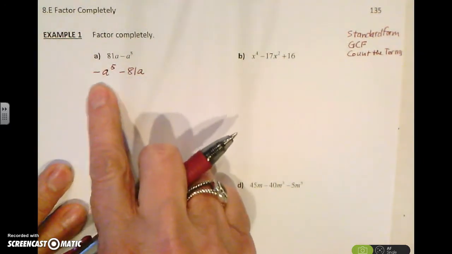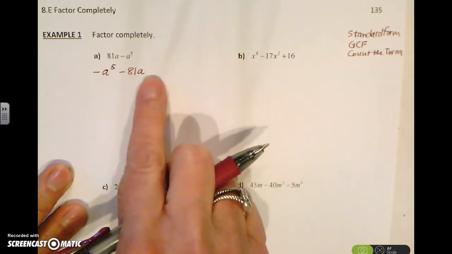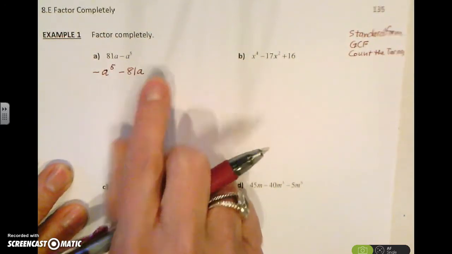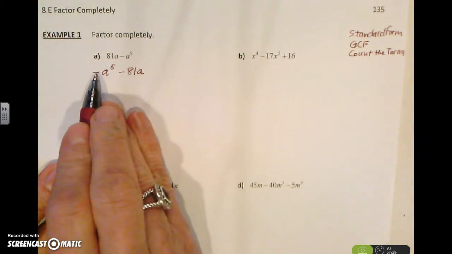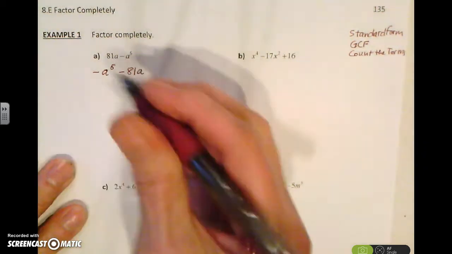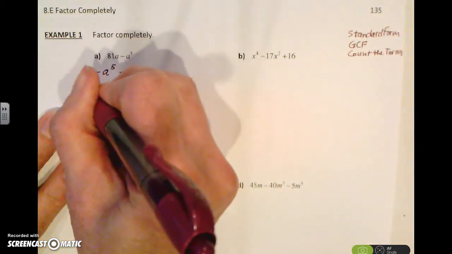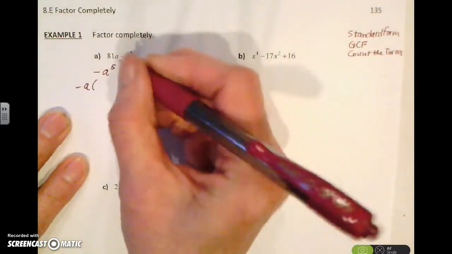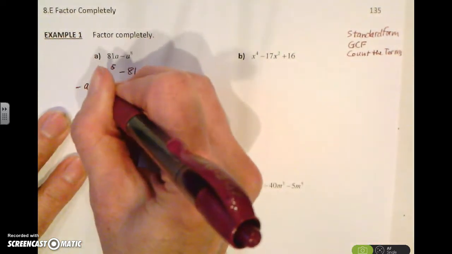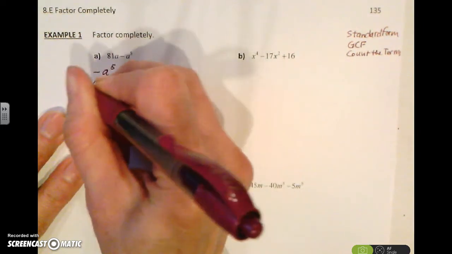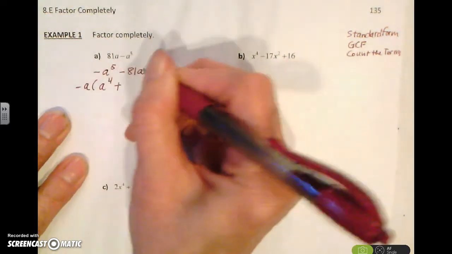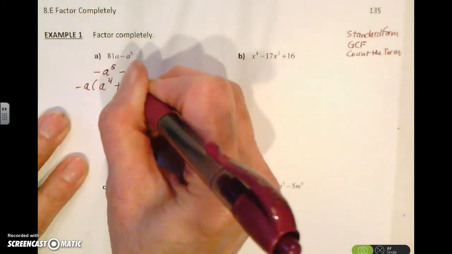Now I'm going to look for a GCF. I see that there's an a in both terms, so I'm going to take out an a. And because the front term is negative, I'm going to factor out a negative a. So I'm going to factor out a negative a GCF. And that's going to leave me with a positive a to the 4th, because negative over negative is positive. 81a over a is going to be 81.